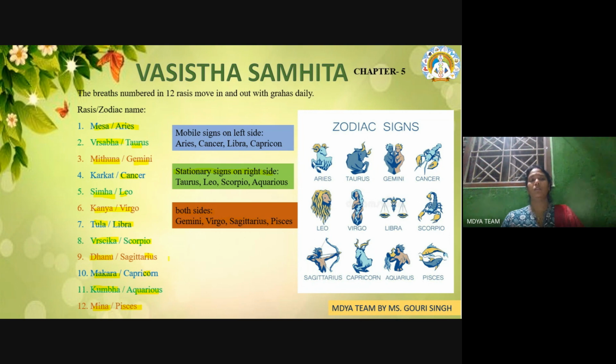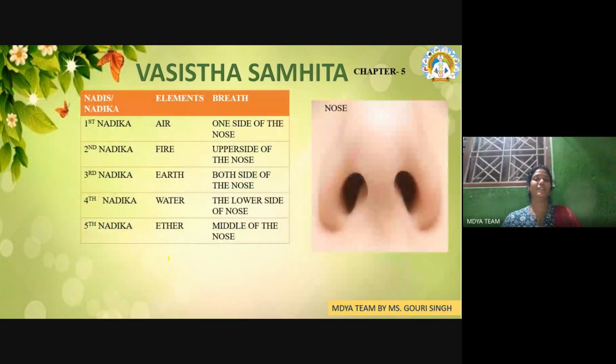So after discussing these rasis and which side of the body they belong to, then he said how these nadis are linked with the elements. That is discussed. First, the nadis: five nadis are discussed, and they are associated with the five elements. The first nadi is air, that is the air element, and the breath.